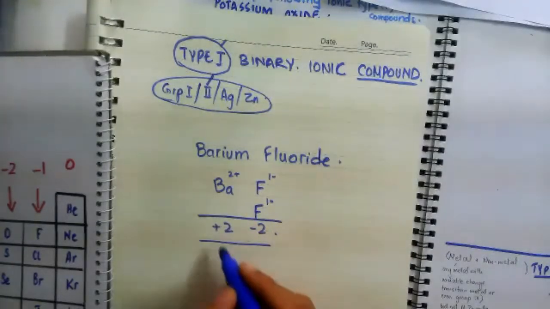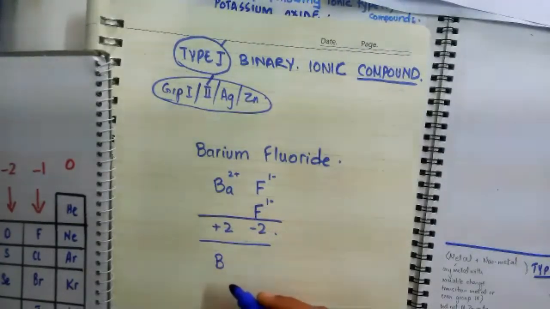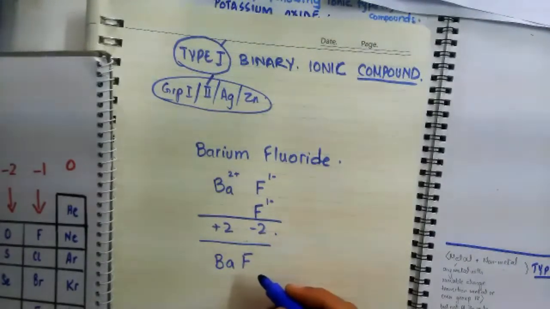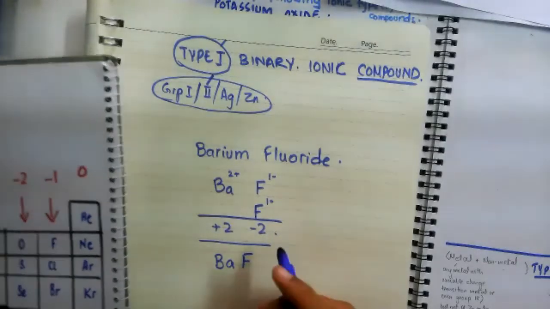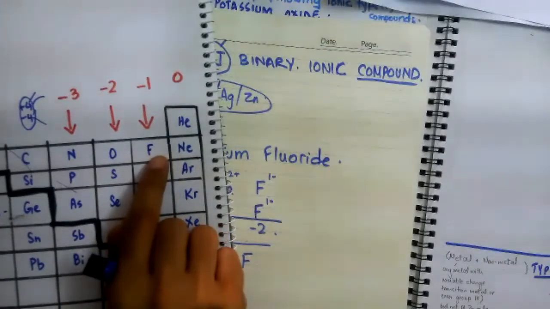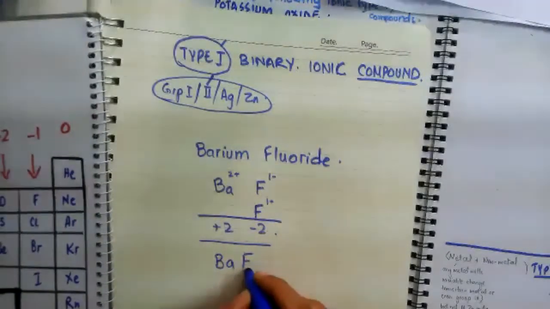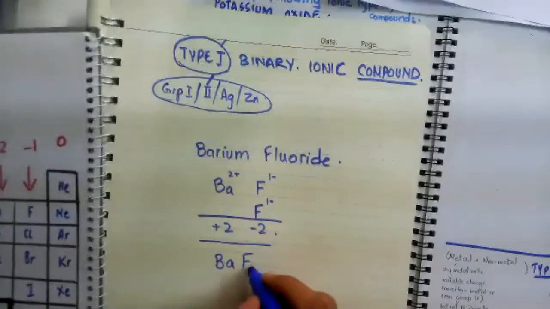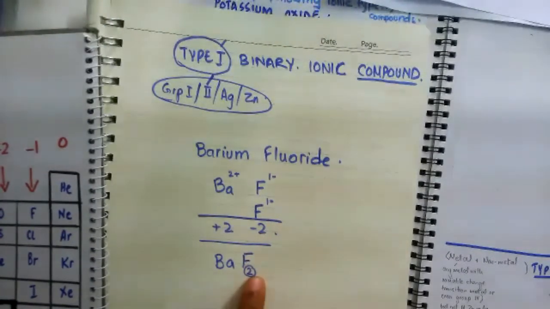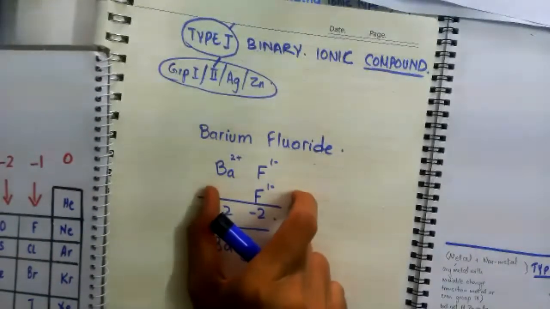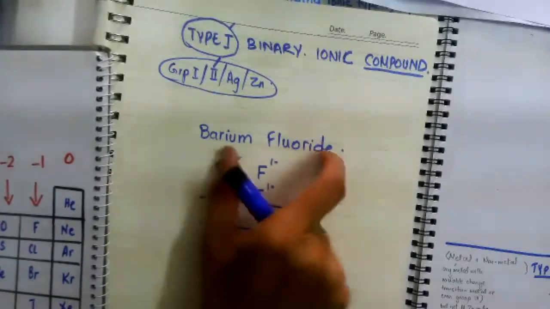And so totally we can see that they're canceling out, and then we get the formula BaF2. There's no L, okay? There's no L with F. Good job. And then I should put a small 2 on the right lower corner of F, because there are two of F. So the small numbers on the right lower corners of the symbols represent the number of ions or atoms within the molecule, within the particle.